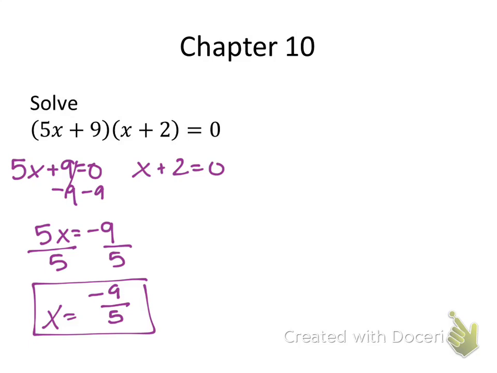All right, on this next one, all I need to do is subtract 2 from both sides, and I get x equals negative 2. Remember, on these problems, however many variables you have should be how many answers you have. So if I have 3 x's, I should have 3 answers. If I have 2 x's, I should have 2 answers. If I have 1 x, I should have 1 answer, okay?